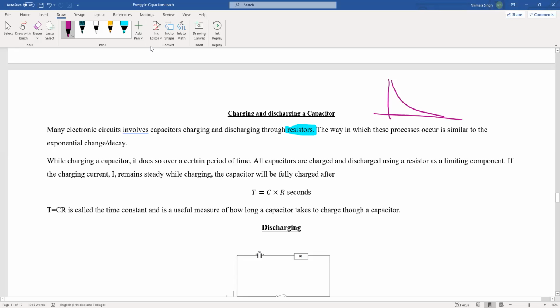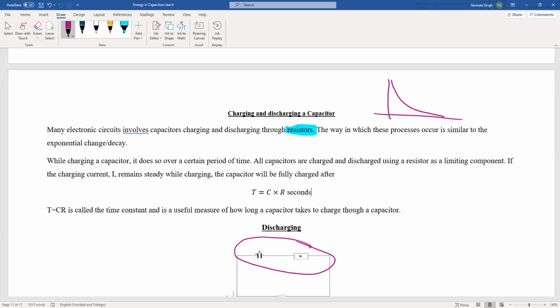Reading from the handout: while charging, a capacitor does so over a certain period of time. All capacitors are charged and discharged using a resistor as a limiting component. If the charging current I remains steady while charging, the capacitor will be fully charged after. Now here, we need to have a capacitor and resistor in series with each other. Why? Because the series resistor limits how much current or voltage is entering your capacitor.